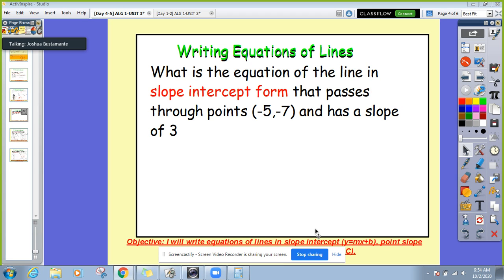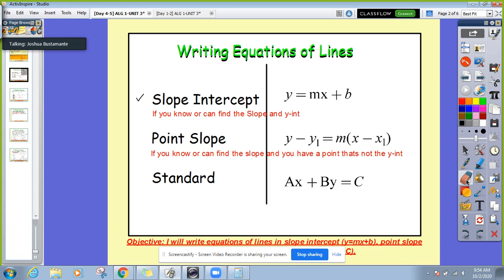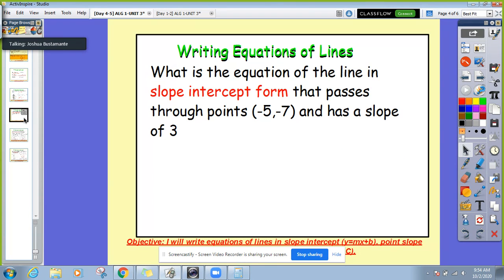All right, guys, so in this example, it says we want to find the equation of the line in slope-intercept form that passes through the point (-5, -7) and has a slope of 3. Now, we have a little problem here because we want our answer in slope-intercept form, but in order to use slope-intercept form, we need the y-intercept and the slope, right? If I look at my question, I only have the slope. I'm not given the y-intercept because that point is not the y-intercept.